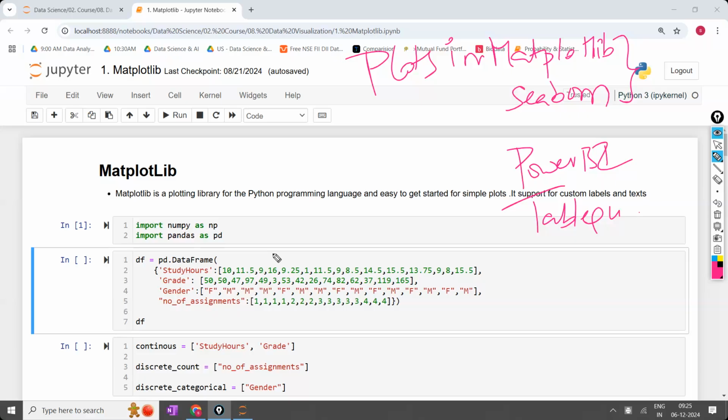Right? So if you are a Power BI developer, everything from the starting step to the ending step, they'll explain in Power BI. If you are a Tableau developer, starting step to ending step, they'll explain in Tableau. If you are a Python developer, everything they'll explain only in Python.